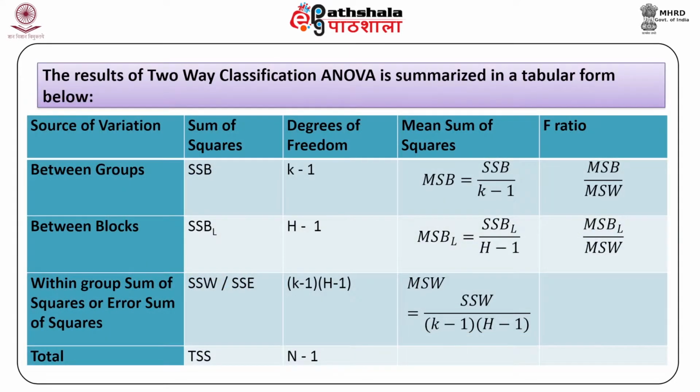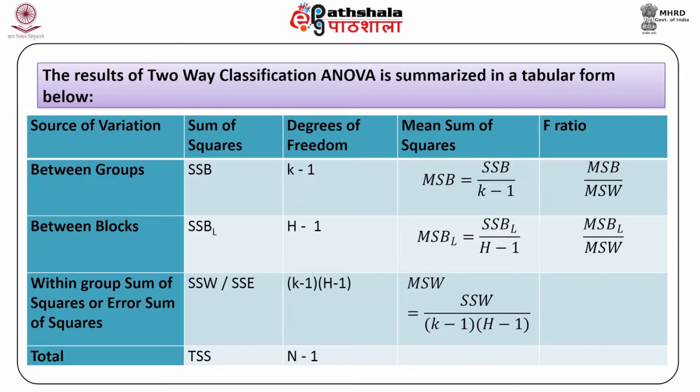The results of the two-way classification ANOVA can also be summarized in a tabular form below. In this table, again we have the sources of variation, the sum of the squares, the degrees of freedom, the mean sum of the squares, which is the sum of the squares divided by degrees of freedom, and in the end the F ratio. In the rows, first we have the between groups variation, then the between blocks variation, then the within groups sum of the squares or error sum of the squares, and then the total sum of the squares in the last row.